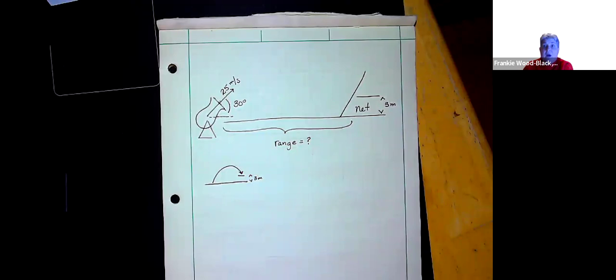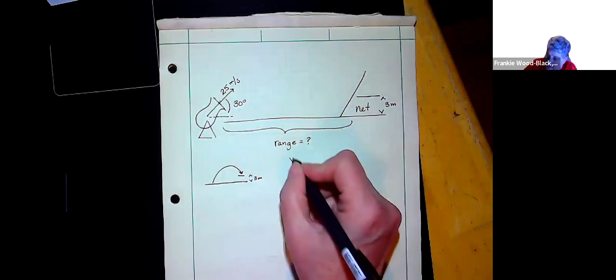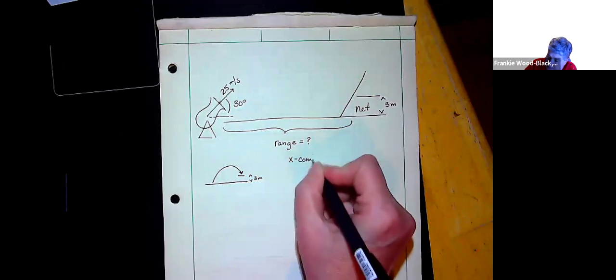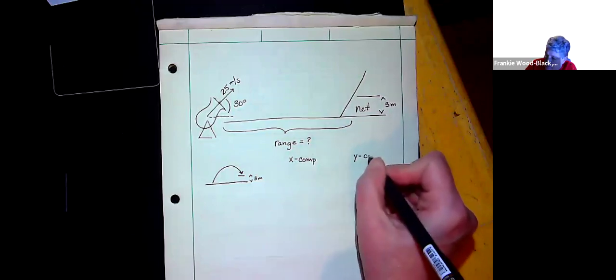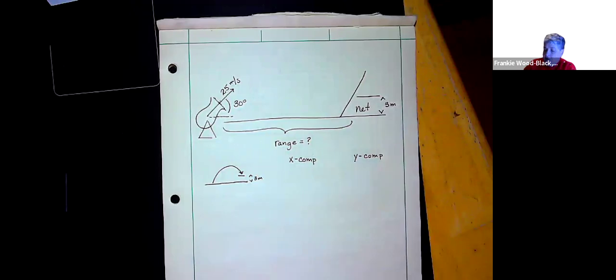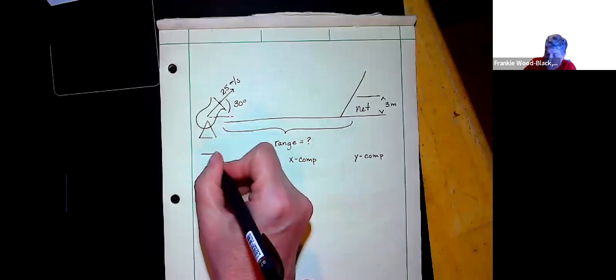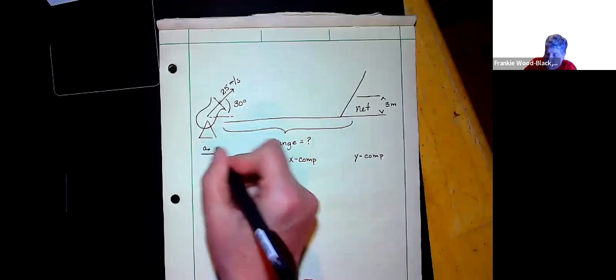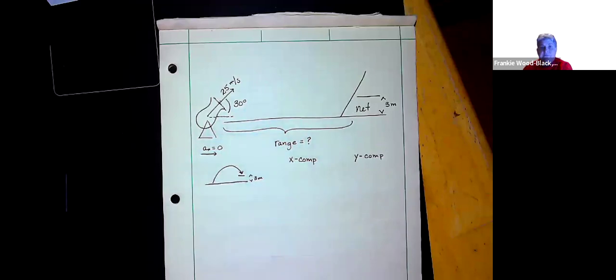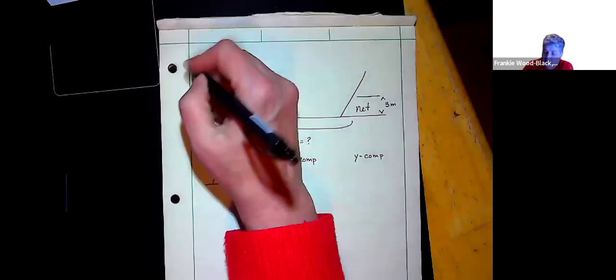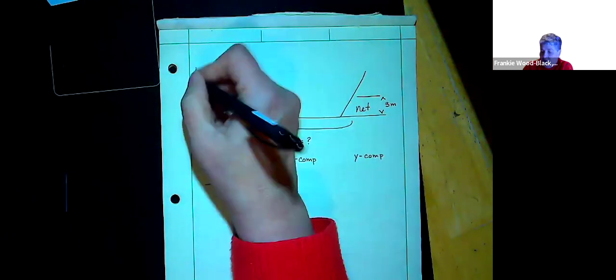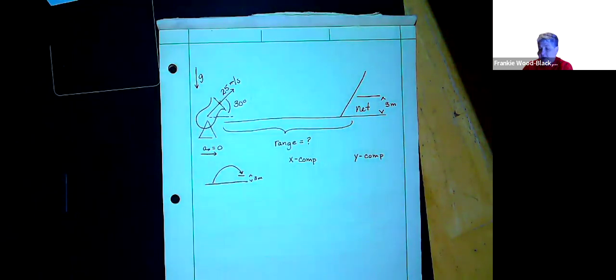So a couple things that we want to do. We want to look at our X components of motion and our Y components of motion. So we know that what happens in our X is, in projectile motion, our acceleration in the X direction is equal to 0. Because we're using constant acceleration, and after I leave the cannon, there is no acceleration in the X direction. But we do know we have gravity in the Y direction. So we do have our gravity.